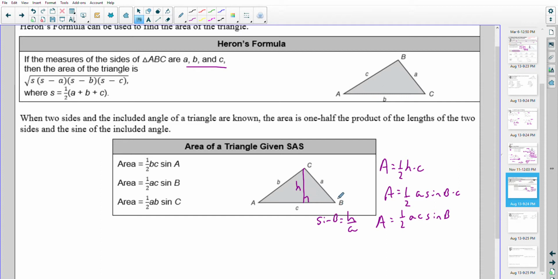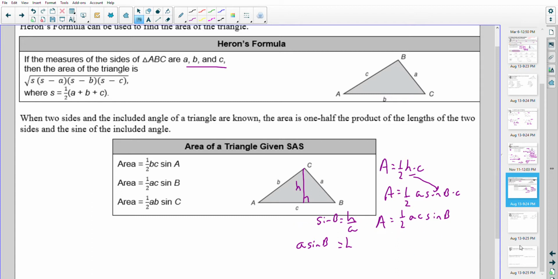So I'm going to just do the sine of B, and you could have done it for the sine of A as well. But the sine of B is H over A, and you're going to plug that in for H ultimately. If you solve for H here, you get H is equal to A sine B, and therefore that's what I'm going to be doing, is substituting that in, rearranging, and I get the area formula for the triangle.